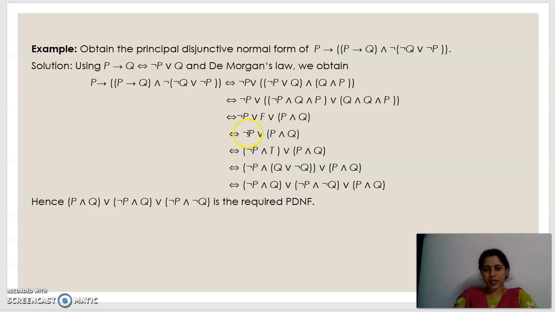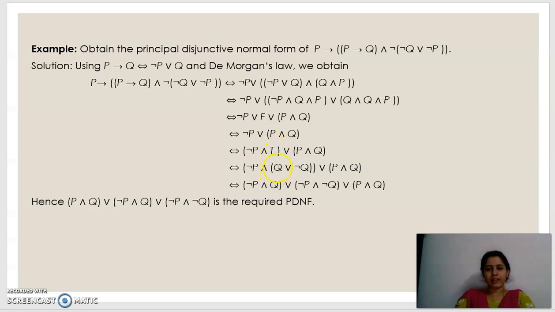Now the given statement at this point is converted into the disjunction normal form. In the second term, the term is complete; it's a minterm. But the first term, not P, is not a minterm. So what is missing here? Q is missing here. So here we add AND T.